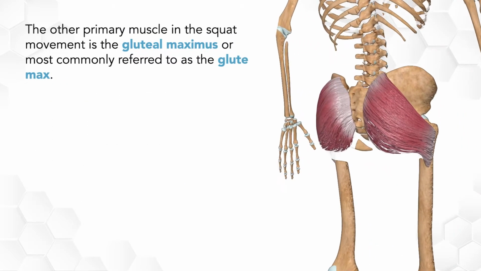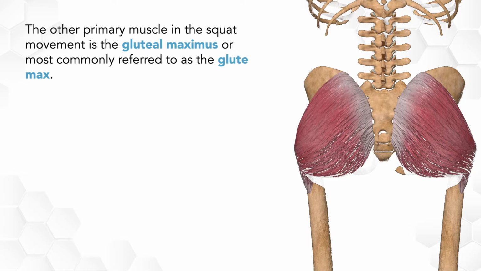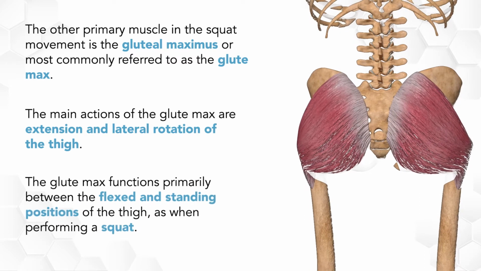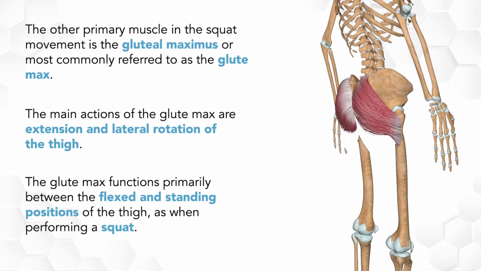The other primary muscle in the squat movement is the gluteus maximus, most commonly referred to as the glute max. The glute max is the most superficial gluteal muscle. It is the largest, heaviest, and most coarsely fibered muscle of the body. The main actions of the glute max are extension and lateral rotation of the thigh. Although it is the strongest extensor of the hip, it acts mostly when force is necessary, rapid movement or movement against resistance. The glute max functions primarily between the flexed and standing positions of the thigh, as when performing a squat.